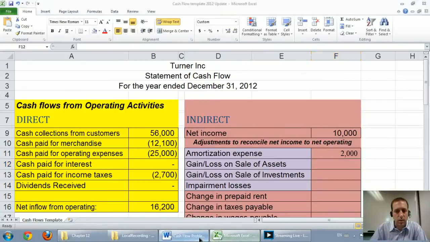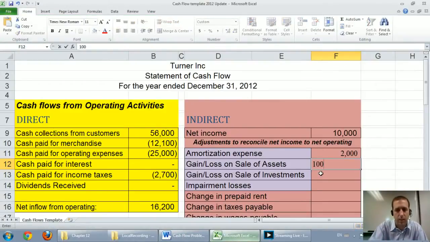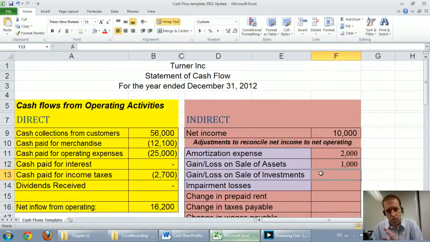Gain or loss on sale of assets. Let's see, we lost on a sale of equipment. So loss, I would think minus. No, we're going to add it back. The reason to do the opposite here is not because we didn't make money on the sale of the asset or not because we didn't have cash flowing.